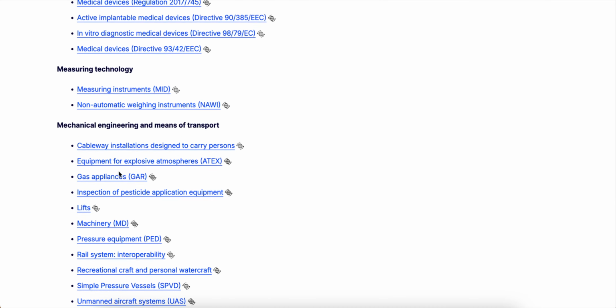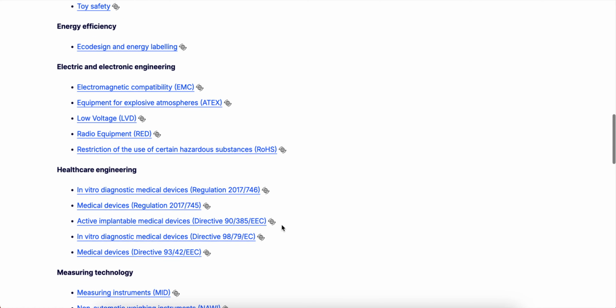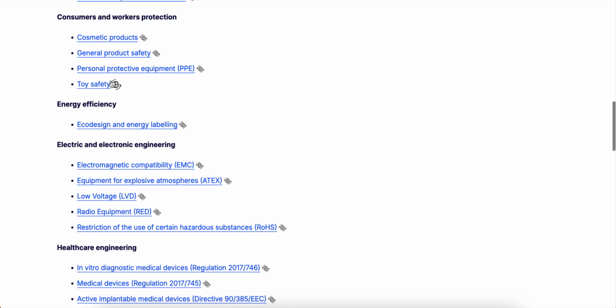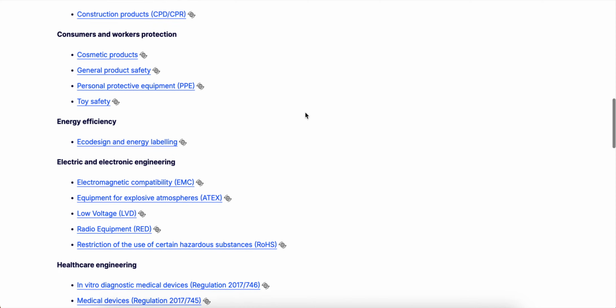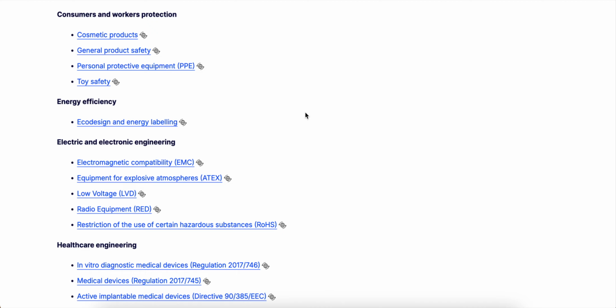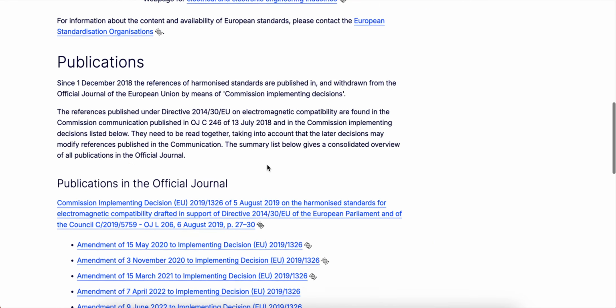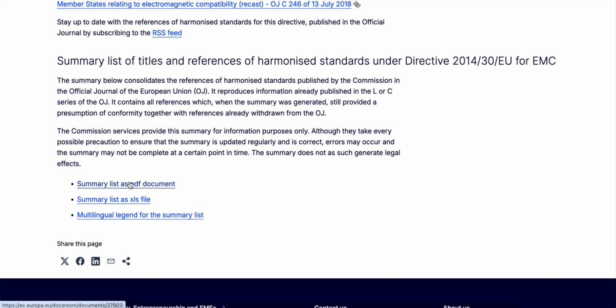You have those for gas appliances, machinery, pressure equipment, electronics, toy safety and so on, and PPE, okay? What I'm getting to is that you have to go to the page that relates to a regulation or directive that covers your product. So let's say that we stick to the EMC directive, then we click on this one, and you scroll down here and you will then find a list. And this can be downloaded, okay?